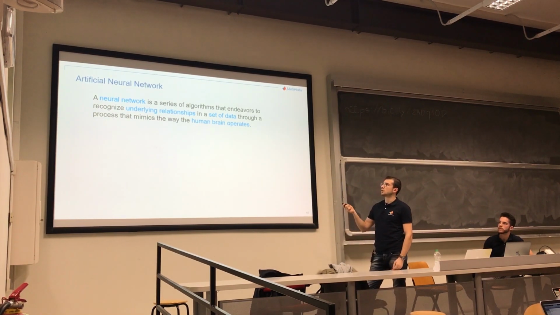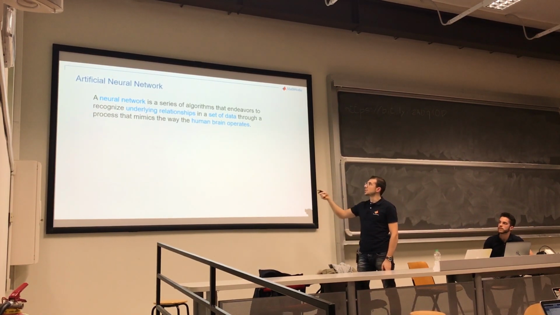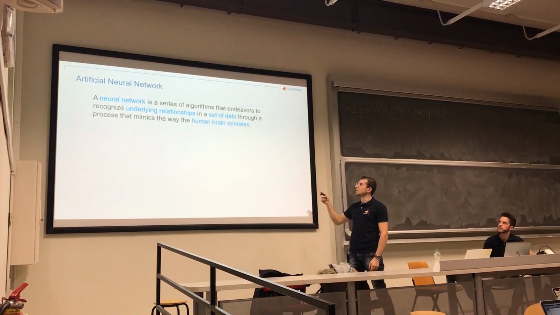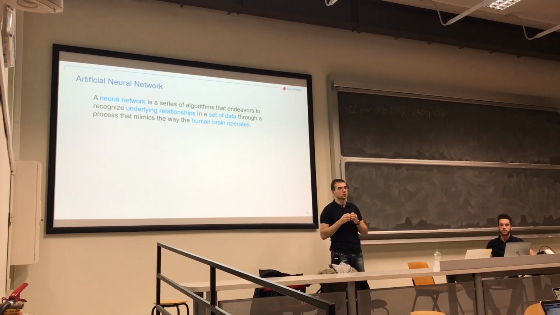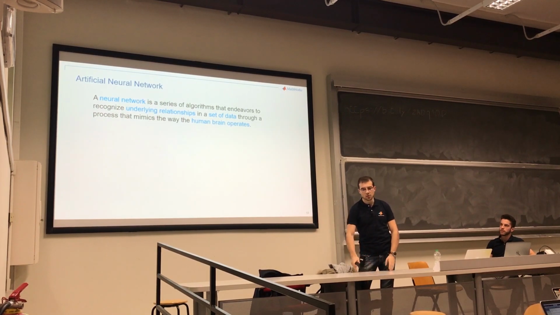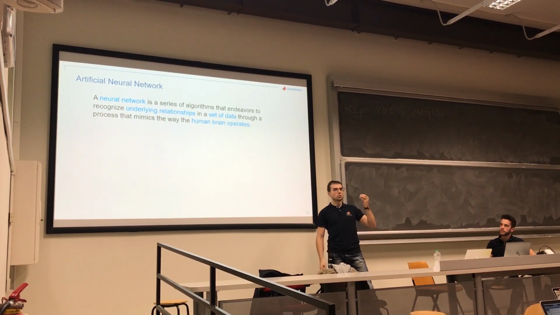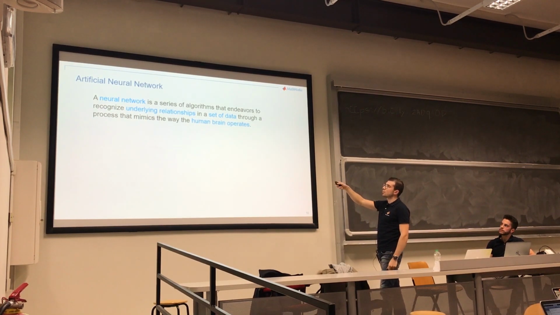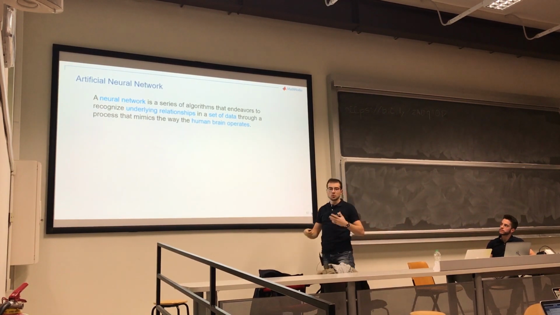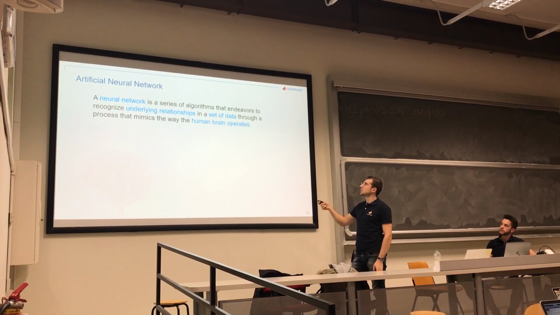An artificial neural network is a series of algorithms that recognizes underlying relationships, relations that aren't so trivial to see. If you see a series of data, you probably see a relation, but a computer doesn't see the relation between the different data. So it needs to see the common structure in this set of data, through a process that mimics, so simulates, what the human brain does.